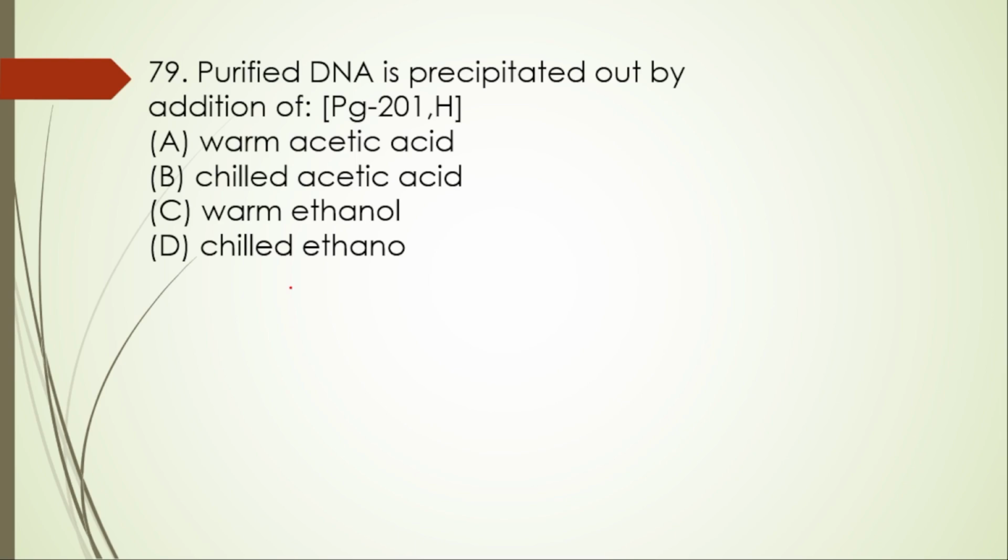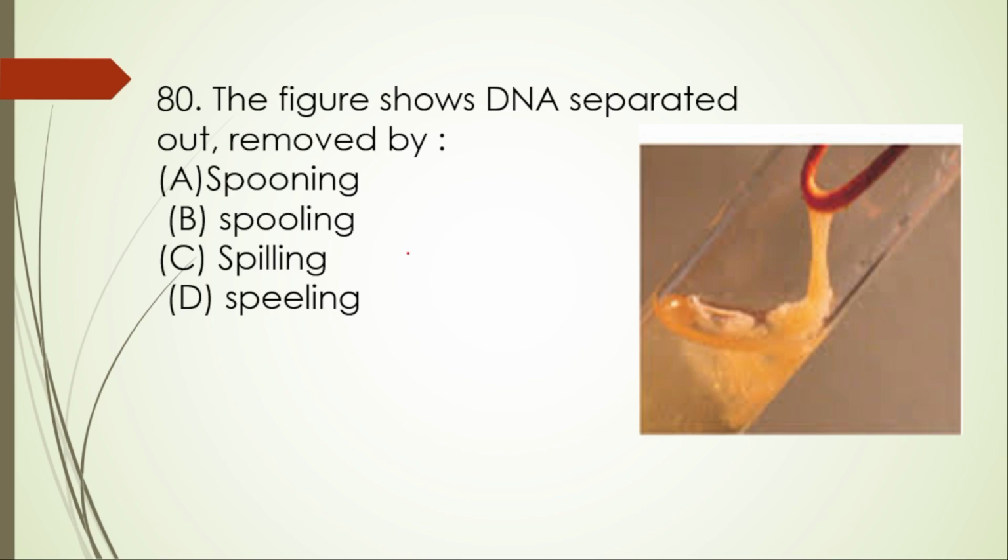79th one. Purified DNA is precipitated out by adding warm acetic acid? No. Chilled acetic acid? No. Warm ethanol? No. D, chilled ethanol. So the right option is D, chilled ethanol. Next one, 80th one.